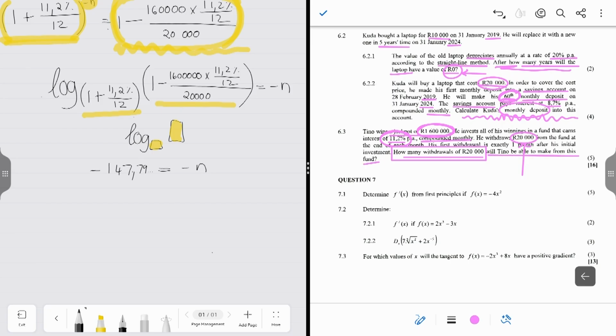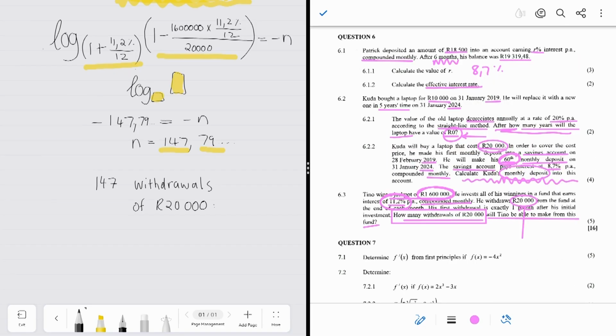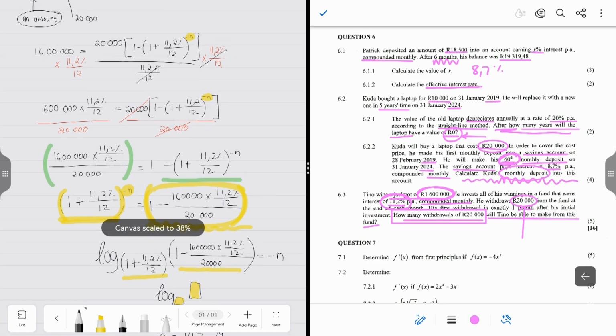Well, we know for a definite, if n is equal to 147.79, then he definitely will be able to make 147 withdrawals of 20,000, but he wouldn't be able to make 148 because of this decimal. It is not exactly 148, but it is definitely 147 withdrawals that is the answer there. He will make 147 withdrawals of 20,000.